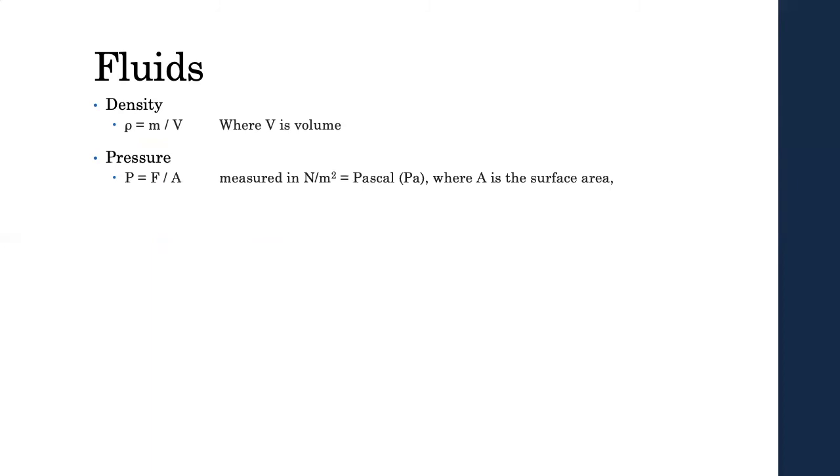Density, that symbol is rho, not P, and it's defined by mass over volume. Careful not to confuse volume with velocity or speed. Capital V is always volume. Pressure, we described, capital P is equal to force over area. This is represented in newtons per meter squared. That is 1 Pascal, and the A refers to surface area.